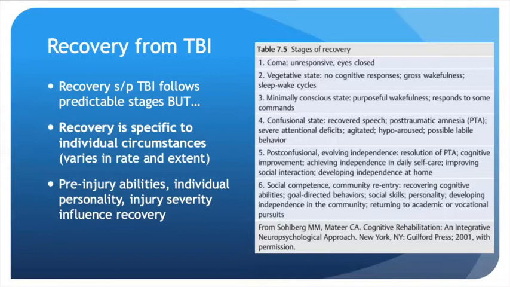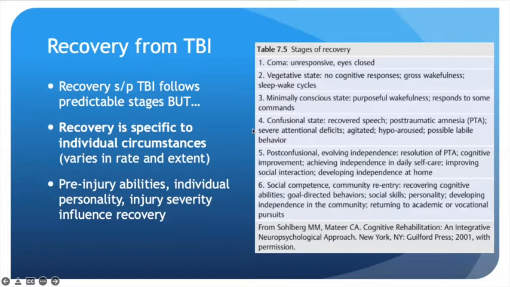So when looking at stages of recovery, your book provides a decent summary of these stages. One might progress after an acute TBI from a coma stage, where the individual is unresponsive with eyes closed, to a vegetative state, so no cognitive responses, maybe gross wakefulness. The person might have sleep-wake cycles, to a minimally conscious state where the person has purposeful wakefulness. So they respond to some commands. Then a confusional state where there's some recovered speech, there is PTA, there are severe attentional deficits.